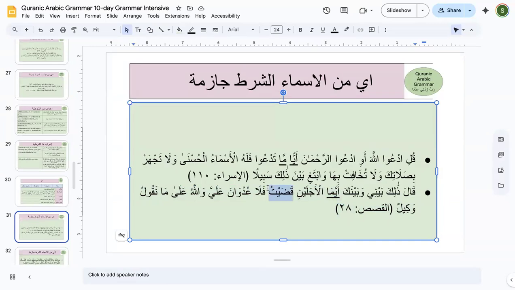qadaitu, which is fail madin? What should be the status of qadaitu? I told you if it is mudare, it's going to be majzoom like tad'u. If it is madin, you call it fi mahalli jasmin.